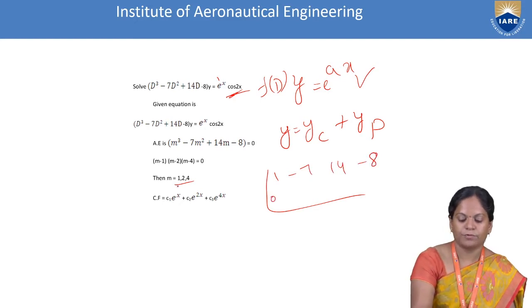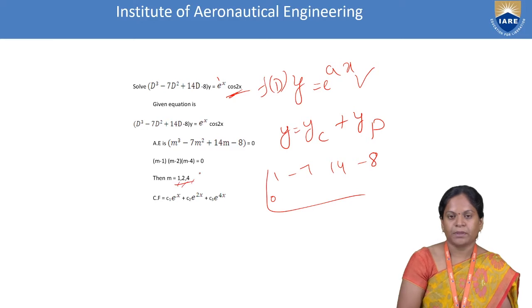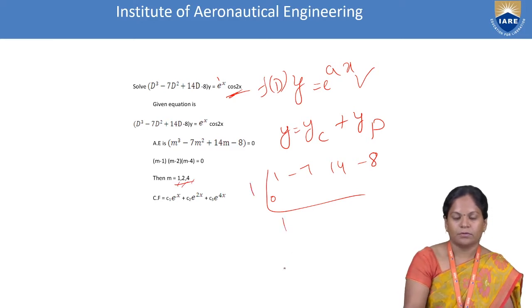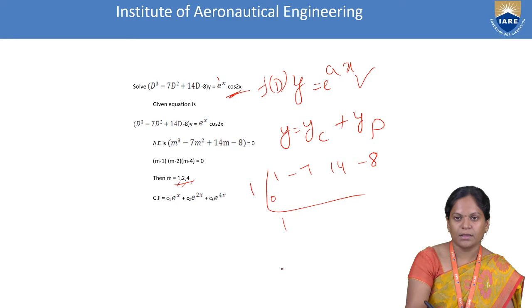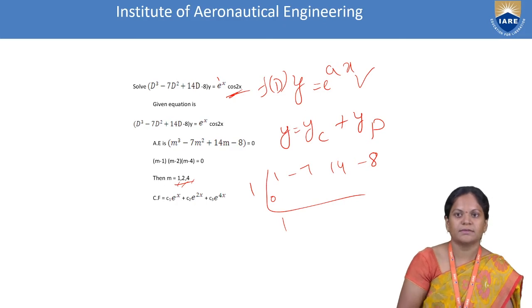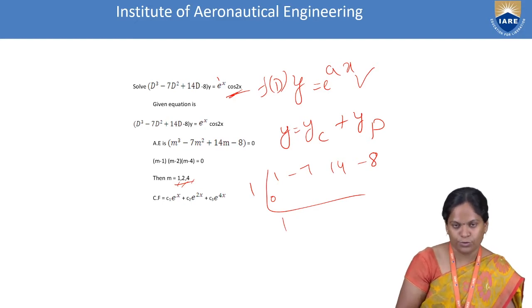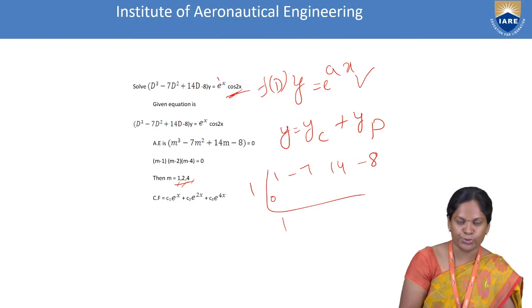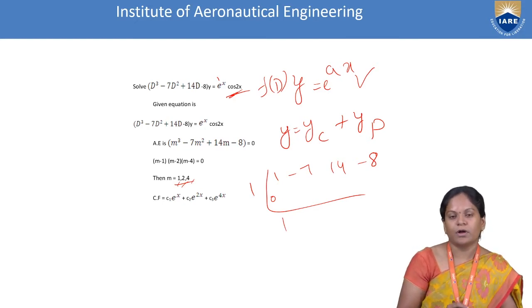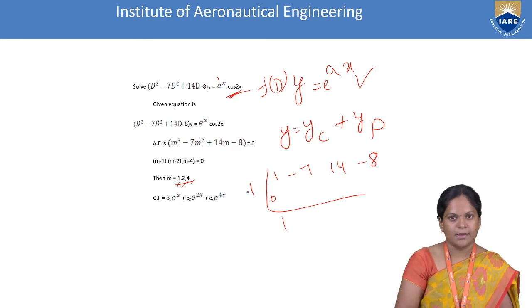Suppose 1, 2, 4 are the roots, so I am taking 1. If we take 1 in that polynomial, it becomes 0. 1 minus 7 becomes minus 6. Minus 6 plus 14 is 8. 8 minus 8 becomes 0. So we randomly select one root, and then by using synthetic division we can find the remaining 2 roots. If we substitute 1 in that polynomial, we get 0, so that's why I am taking 1 here.